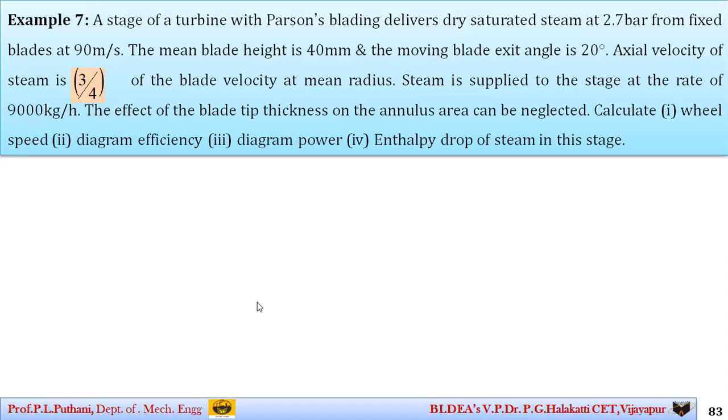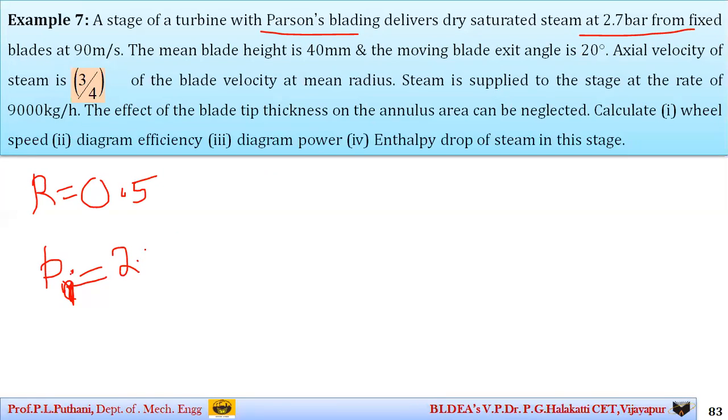We should calculate the wheel speed, diagram efficiency, diagram power, and enthalpy drop of steam in this particular stage. Now, as I was saying, if we take the analysis in this portion, first he has said Parsons blading, which means it is a reaction turbine, that is R is equal to 0.5. This point is clear to us right now. Then he has said that there is dry saturated steam at 2.7 bar. That is the entry level pressure, the inlet pressure PI, which is 2.7 bar.